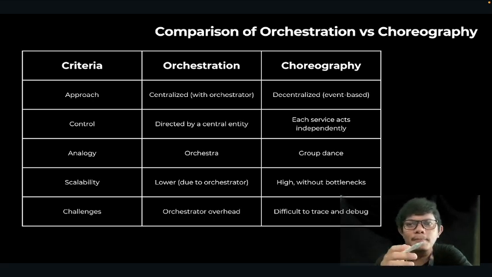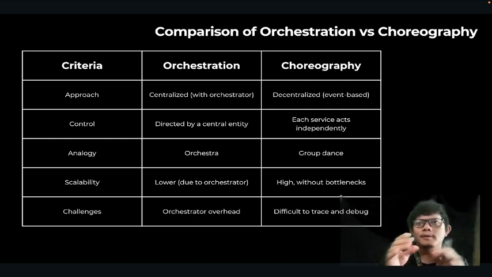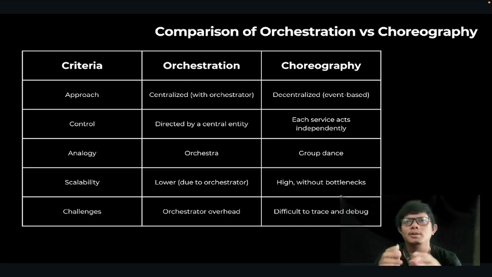They know what they have to do in every beat, in every minute, so no need for the conductor or the orchestrator to command them. For scalability, orchestration is lower due to the orchestrator. Choreography is high without bottlenecks. But the challenge for orchestration is the overhead, and the choreography pattern is difficult to trace and debug because they are really separate, just using events to communicate, not direct communication.